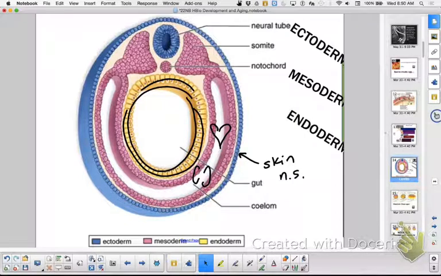For instance, the pancreas is part of digestion, so it would come from the endoderm. The liver is part of digestion, so it would too come from the endoderm. If you are not skin and nervous system, which would be from the epidermis, or ectoderm, from the endoderm, digestive and respiratory, from the mesoderm in the middle, that's where everything else comes from. Muscle, bone, your reproductive system, your excretory system, your cardiovascular system, all comes from the mesoderm region.